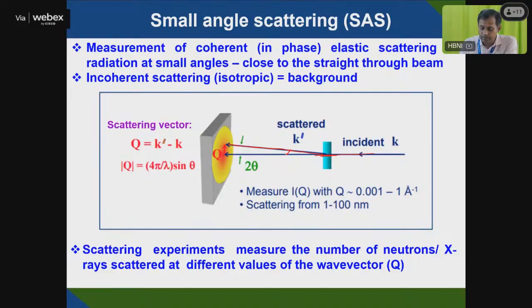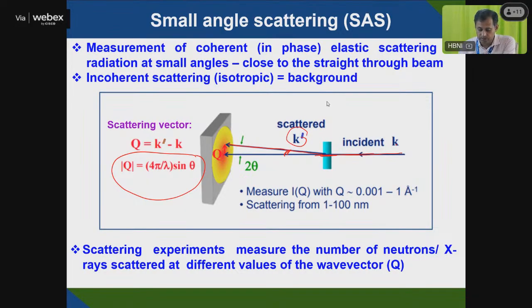Because of this very small 2 theta, it is difficult to measure exactly. So instead, what we measure is q, the wave vector or scattering vector. That q is nothing but 4 pi by lambda sine theta. If the incident beam wave vector is k and k prime is the scattered one, then scattering vector q equals k prime minus k, that is q equals 4 pi by lambda sine theta.